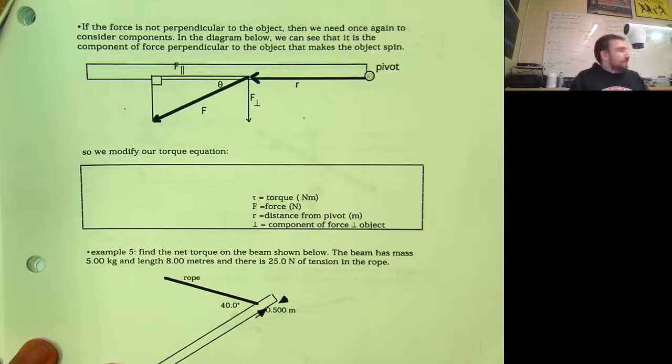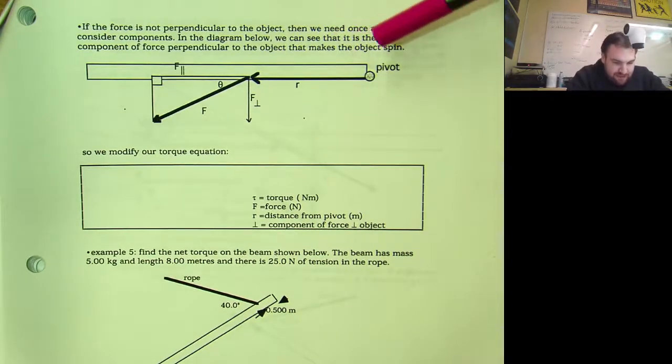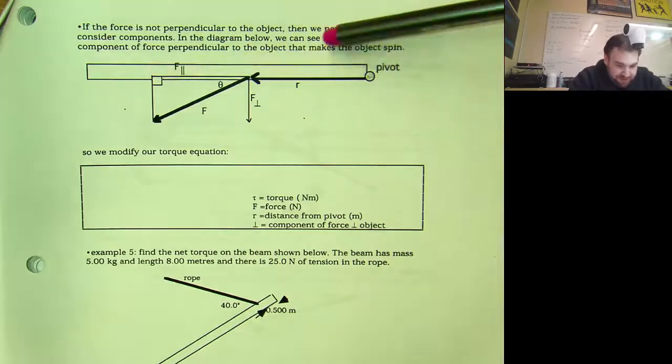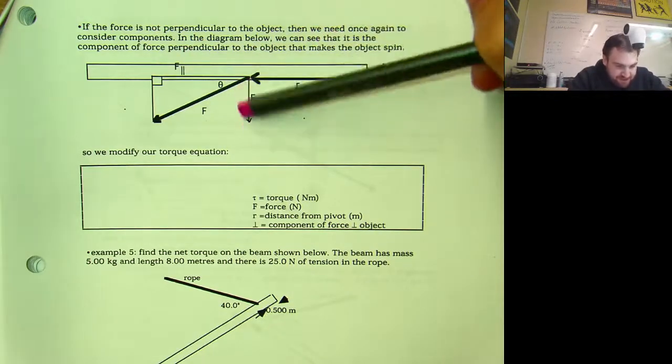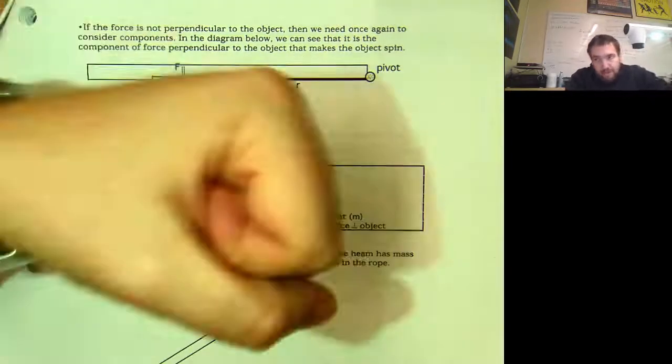This is the argument that I gave you on the front page. What if the force is not perpendicular to the object? Then we need, once again, to consider components. In the diagram below, so here's a door, we can see that it is the component of the force that is perpendicular to the object that makes this thing spin. The parallel component would just pull on the pivot.